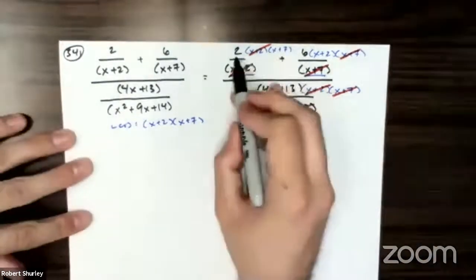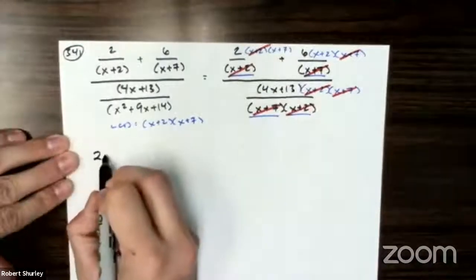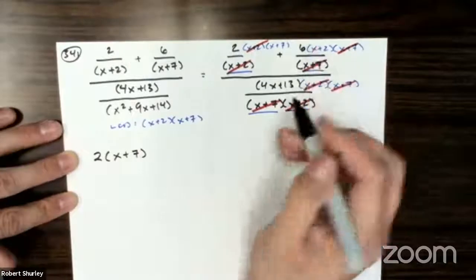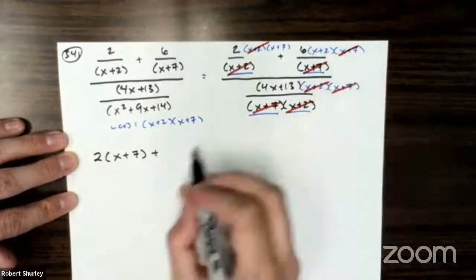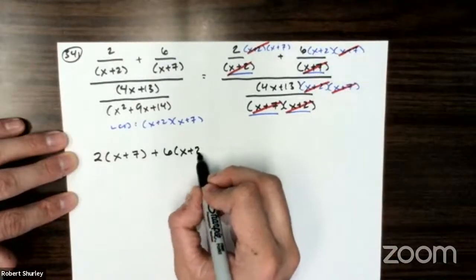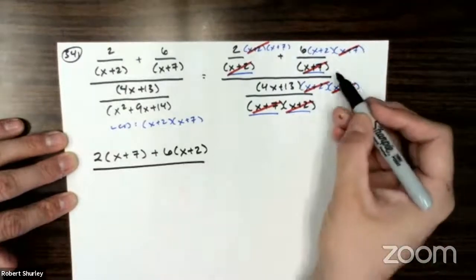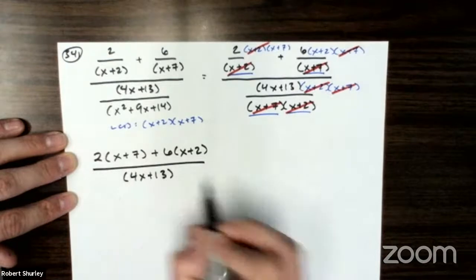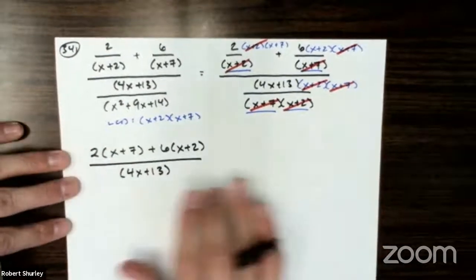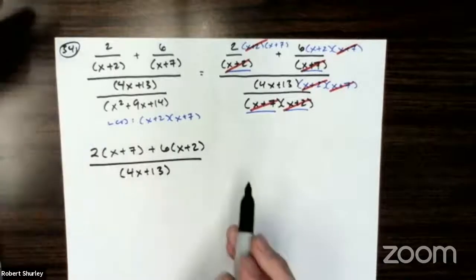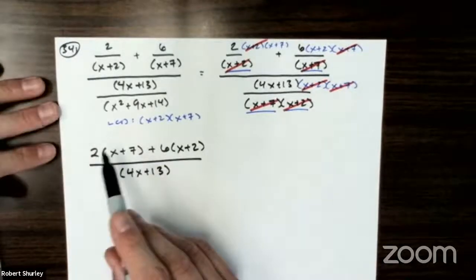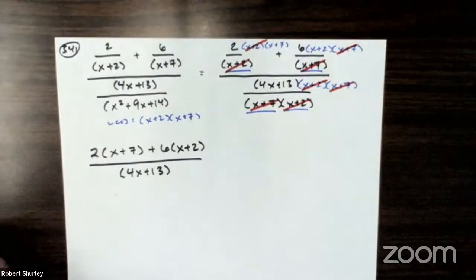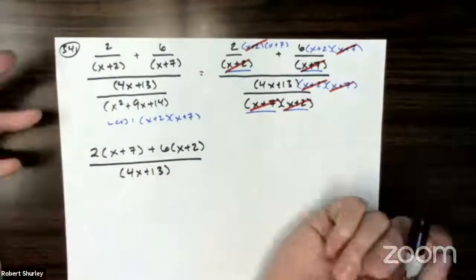So in this first fraction, we've got a 2 times x plus 7. That's left over, right? The second fraction, we've got a 6 and an x plus 2 left over. In the denominator, we've got a 4x plus 13. Okay? Now, notice we're not complex anymore. We don't have fractions inside fractions. Now we need to get rid of parentheses, combine like terms, do all that algebra stuff, right? But we don't have a complex fraction anymore.